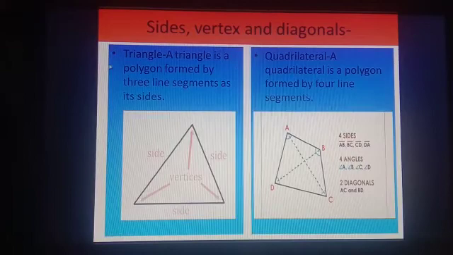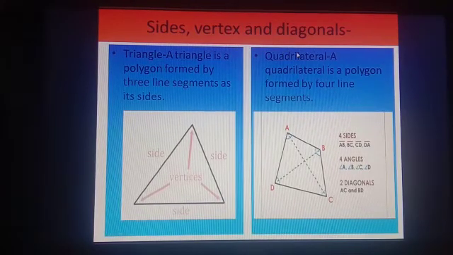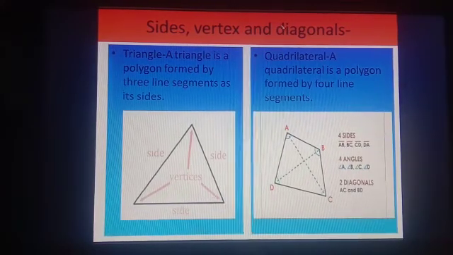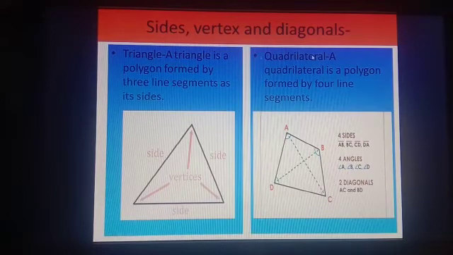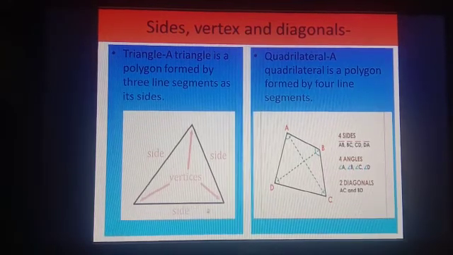Next we will discuss triangle and quadrilateral: the sides, vertices and diagonals of a triangle and quadrilateral. As we have discussed, a triangle is a polygon formed by 3 line segments. You can see 3 line segments are joined to make a closed figure.